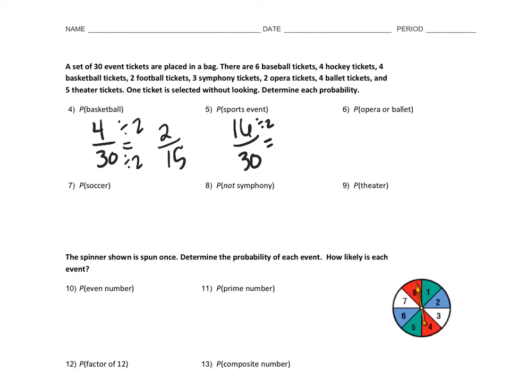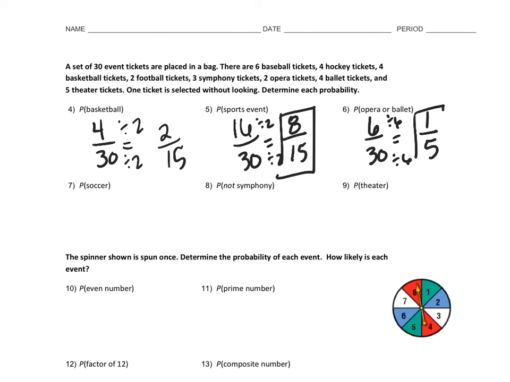So 16 out of 30. They're both divisible by 2, so we're going to get 8 out of 15. What is the probability of opera or ballet? 6 out of 30. If you reduce it, it reduces by 6 actually. So you're going to get 1/5.